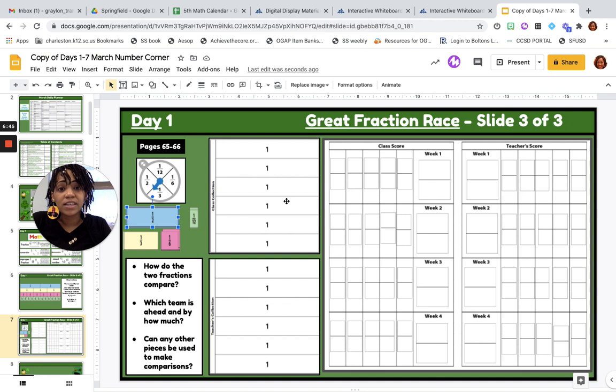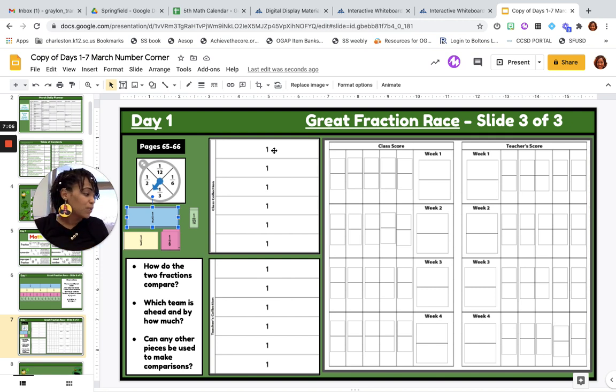Now, if we were in person, and if you are in person and you're watching this, you need to have some pieces that you're going to be cutting up and you'll need to keep it in a baggie so that when we get to the activity where we're actually gluing these on, or for me, I'm just putting them on digitally, then you can do the same thing.